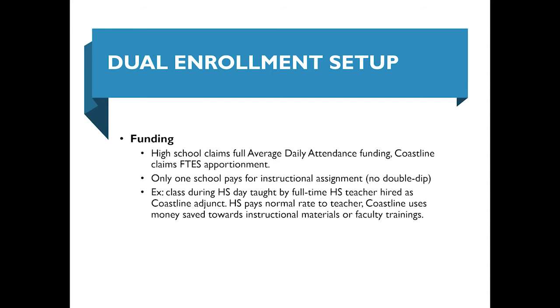So there's an example right there. A class during the high school day is taught by a full-time high school teacher that we've hired as adjunct. The high school would pay the normal rate to the teacher because their full-time rate is higher than our part-time rate. And then we just use the money saved towards instructional materials, faculty trainings. So for example, last year, we were able to spend almost $20,000 on textbooks and licenses for students to use in the dual enrollment classes.